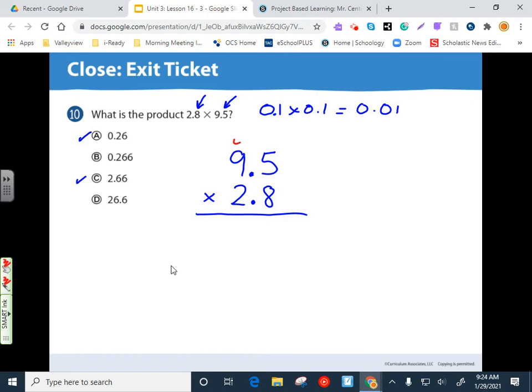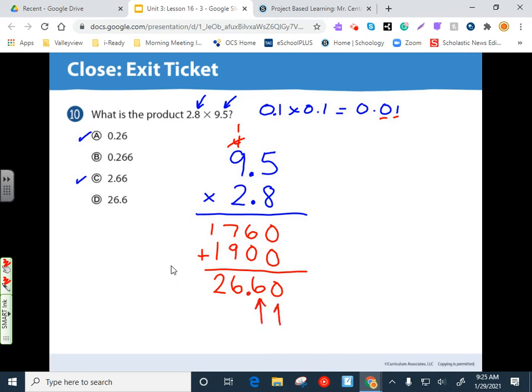8 times 5 is 40. 8 times 9 is 72, plus 4 is 76. So put a 0. 2 times 5 is 10. 2 times 9 is 18, plus 1 is 19. Let's add these up. I got 0, 6, 9 plus 7 is 16, and 2. So I look up here. I've got 2 spots, tenths and hundredths. I've got my tenths and my hundredths here to match up.